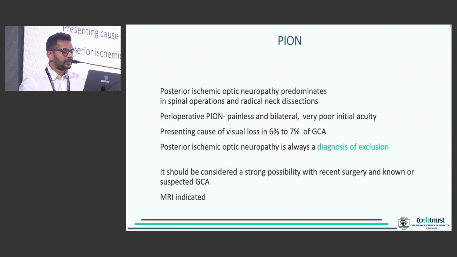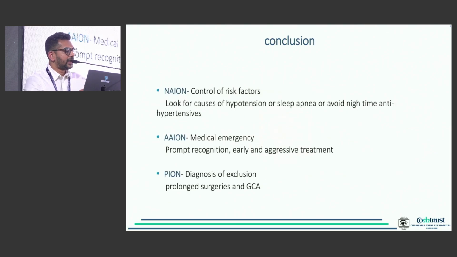And to conclude, in NAON, the main treatment is targeted at controlling the risk factors. Look for hypertension and sleep apnea, and avoid nighttime antihypertensives. Arteritic AON should be considered a medical emergency. Once diagnosed, the patient should be started immediately on steroids without waiting for the biopsy. And PAON is a diagnosis of exclusion and should be suspected in all cases of prolonged surgeries and whenever we suspect a patient is having GCA. Thank you.